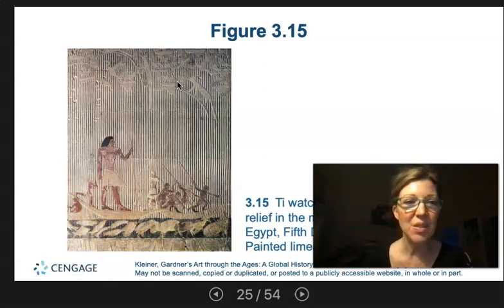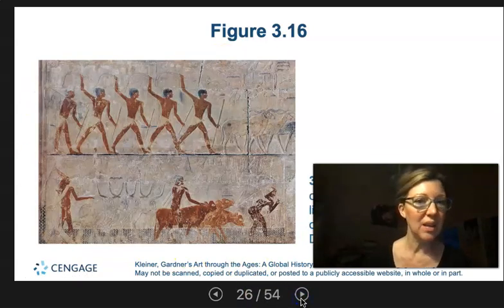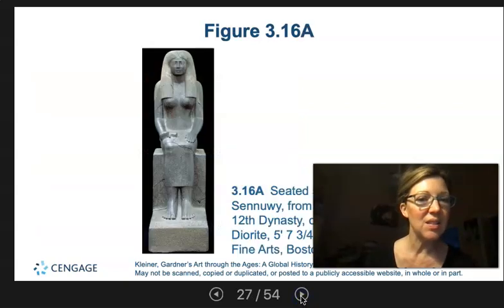The hunting scenes and tomb interiors symbolize the triumph over evil. They are also, the hunting scenes are meant to provide nourishment for the Ka. And you've read about that. Okay. This is just a farming scene.